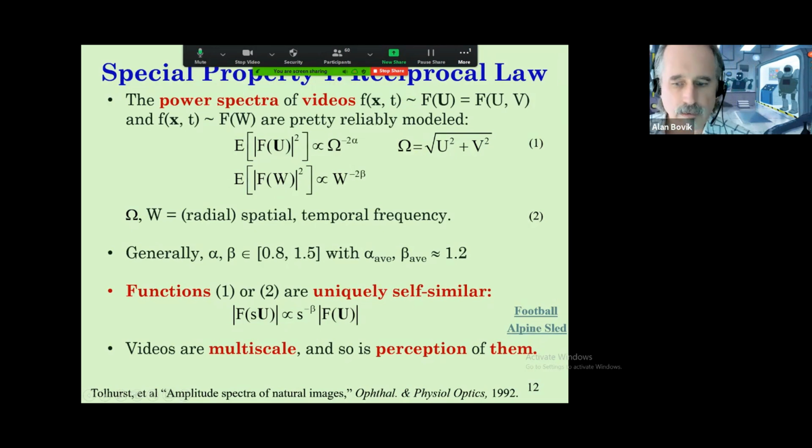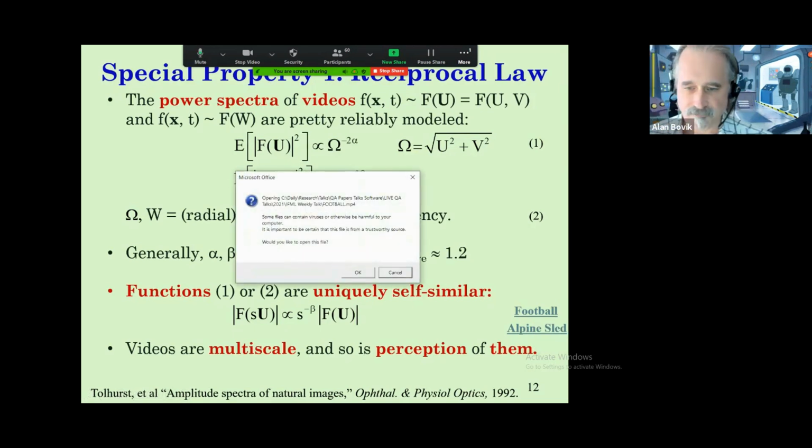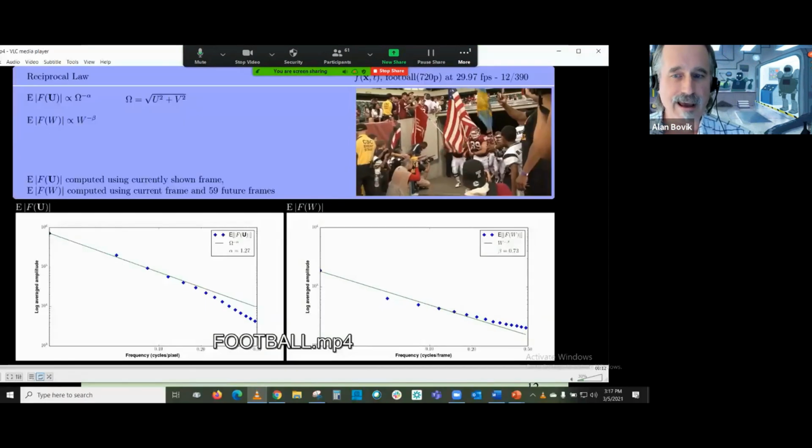The human brain over the eons has evolved in response to this self-similarity property, and human perception is manifestly multi-scale all along the visual pathway. So here are a couple of videos. I'm going to show you this. This is from my class, actually.